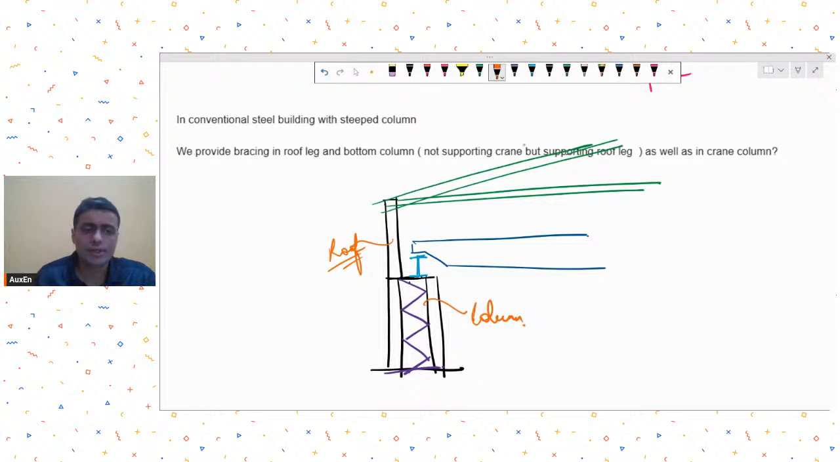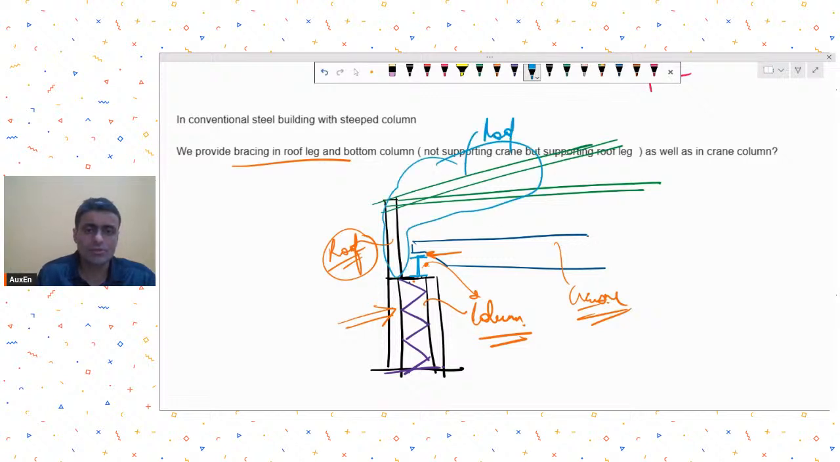Yes or no. See, the bracing arrangement for the bottom column is required because you may have to take the lateral and longitudinal thrusts from this crane, the transverse and along responses that are generated due to this crane. To take those thrusts, you may have to provide bracings in this main column. In this roof leg, we might have to provide bracings because we want to stabilize this system, which consists of your roof and this roof leg column.